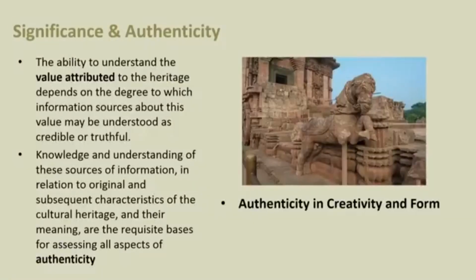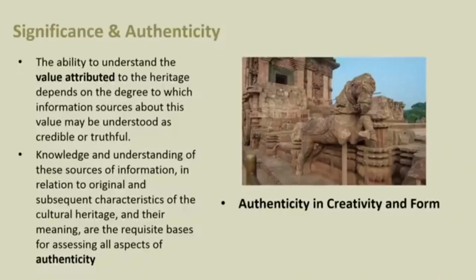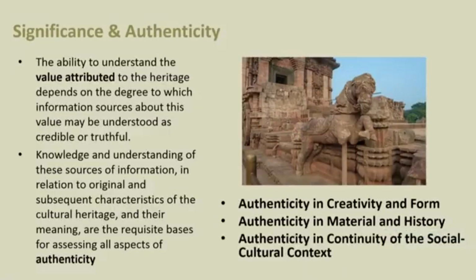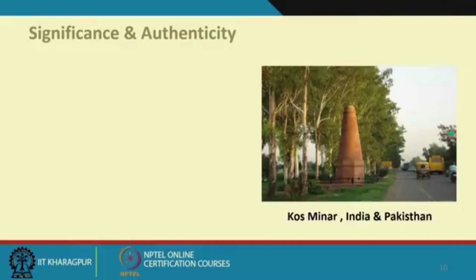We will deliberate. Basically, if you try to see the major points: authenticity in creativity and form. The way the horse has been propped up shows the creativity, because there could have been many ways to keep that. Then authenticity in material and history, and authenticity in continuity of the social cultural concept. That is also very challenging: how, in creativity and form and materials and the social cultural context, can the authenticity be maintained.